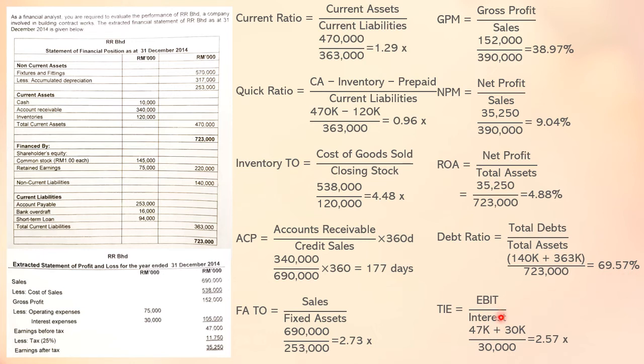For the time interest earned, you take the EBIT. There are no EBITs given to you here. You are only given earnings before tax. So to calculate EBIT, please add back the interest of 30,000. So you divide by 30,000. This is the figure that you get for the time interest earned.